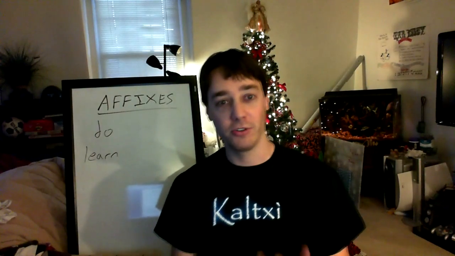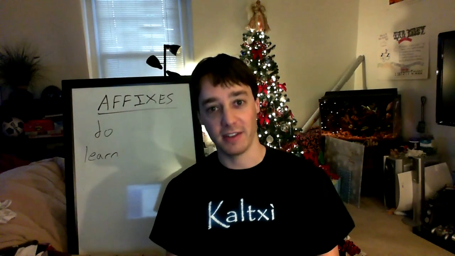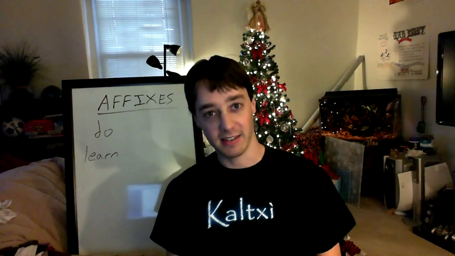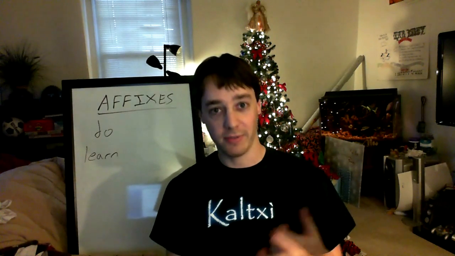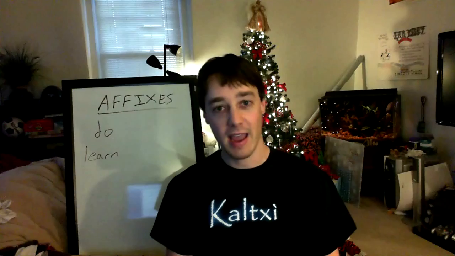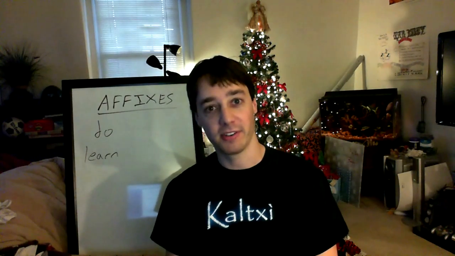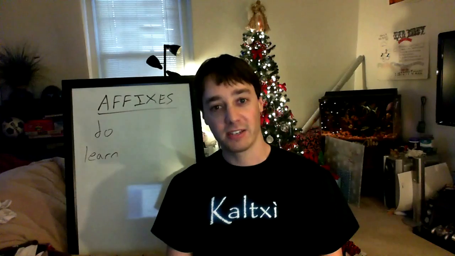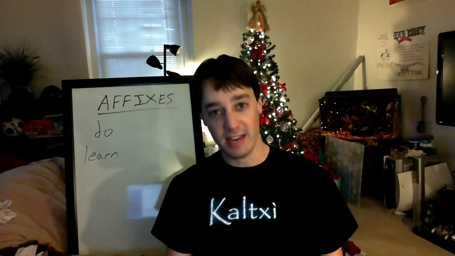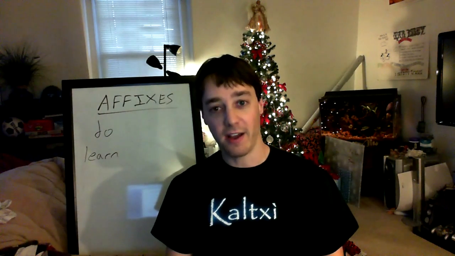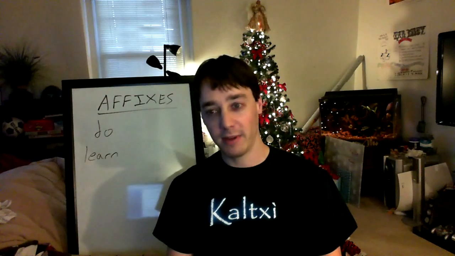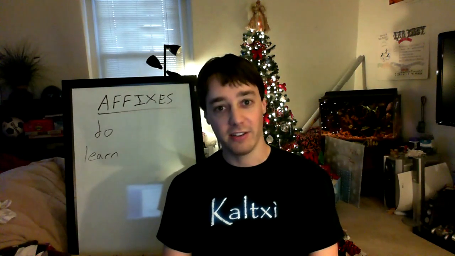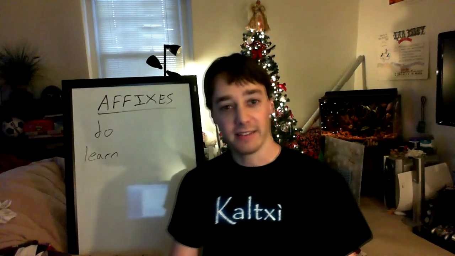So English has two common forms of affixes. They are prefixes and suffixes. Now a prefix comes before the word stem, and a suffix comes after the word stem. And then the third affix type we're going to talk about today is called infixes. And these are found not really in English, but they're found very common in Na'vi. We'll get to the English Na'vi bit later on in this lesson.